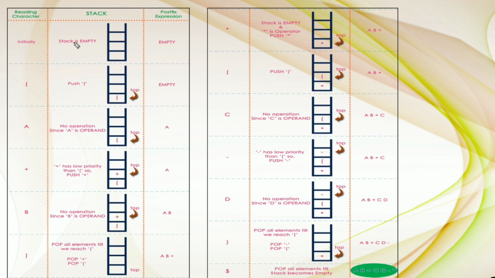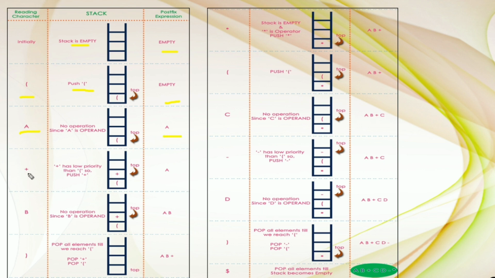Initially the stack is empty, and the result is also empty. The scanned element, or reading character, from the infix expression, first is the left parenthesis. Then push that left parenthesis into the stack, and the result is empty. Next read character is A. When we find an operand, no operation is performed and A is directly written into the result.